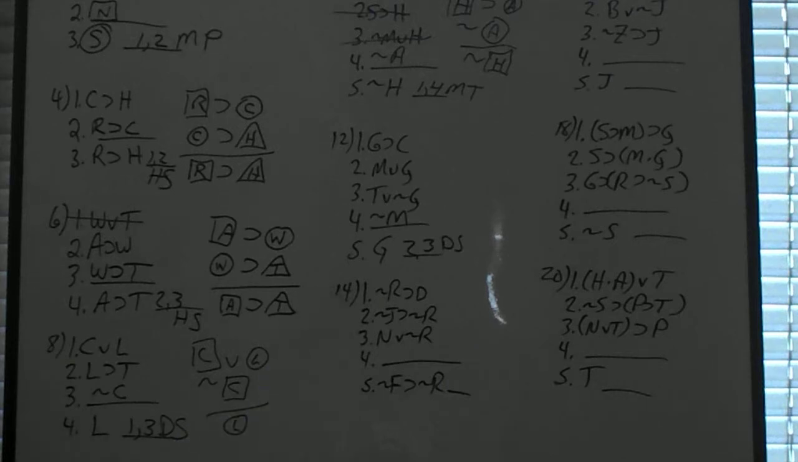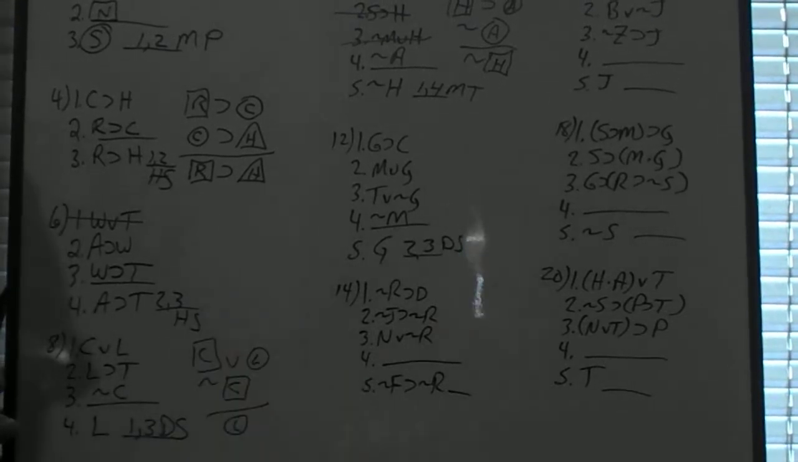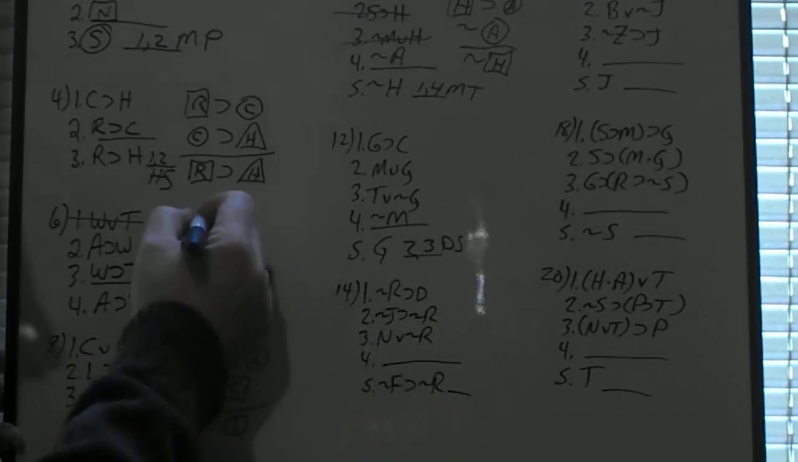Now 14, we've got if not R, then D; not J, then not R; and not R, line 4. And the conclusion we want is not F, or, if not F, then not R. So once again, this is going to be a hypothetical syllogism, because the conclusion is a conditional.